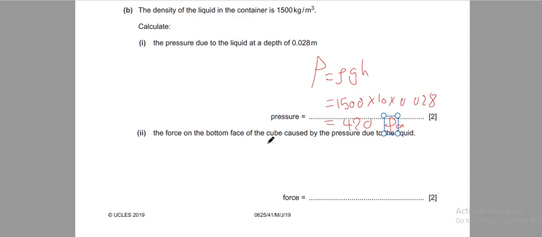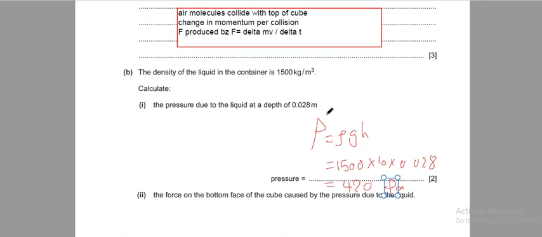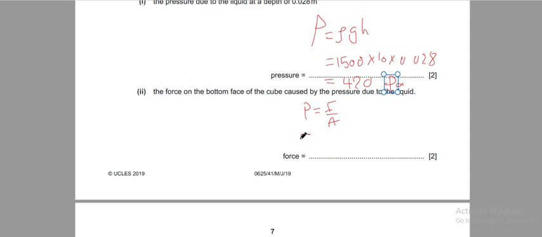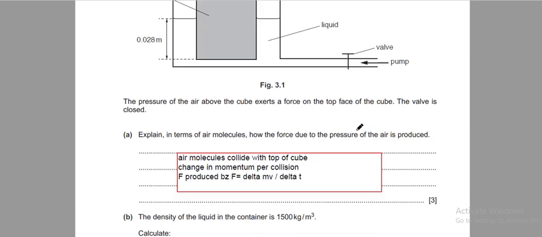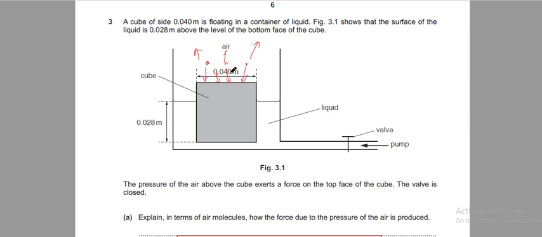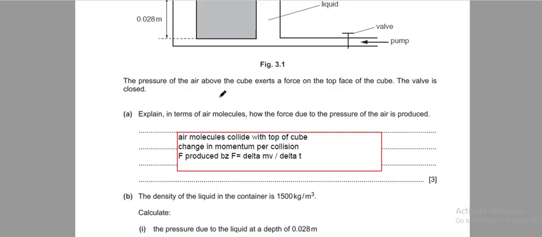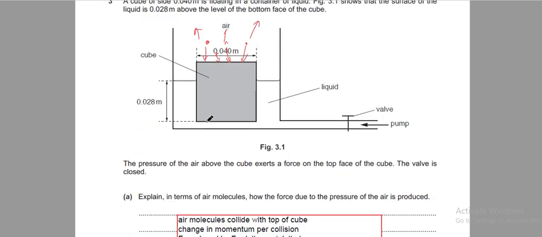Now the force on the bottom face of the cube caused by the pressure due to the liquid. We found the pressure, so we should multiply it by the area because pressure equals force over area. So the force will be the pressure that we found times the area. The area is 0.04 squared, or 0.04 times 0.04, because it is a cube. So the area of the bottom face is the area of a square.